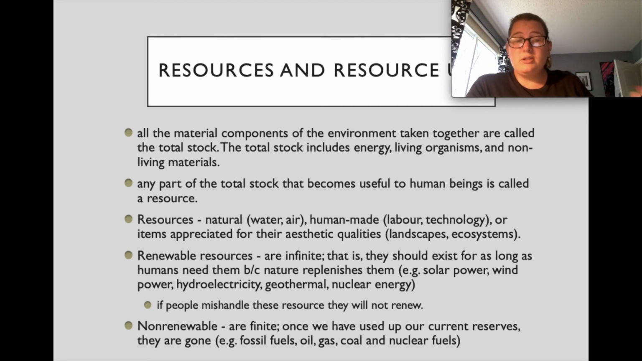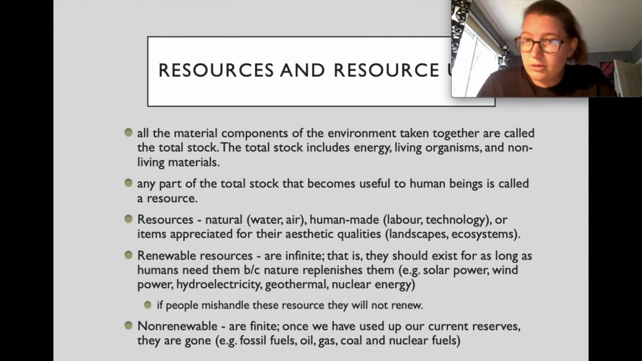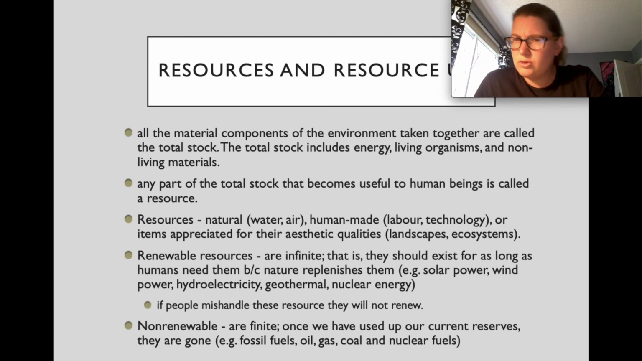Renewable resources are ones that, as long as we need them, we'll have them. Non-renewable, obviously, means once they're used, they're done. For example, fossil fuels, gas, nuclear fuels, that type of thing. This should be review from geography, if you remember geography.